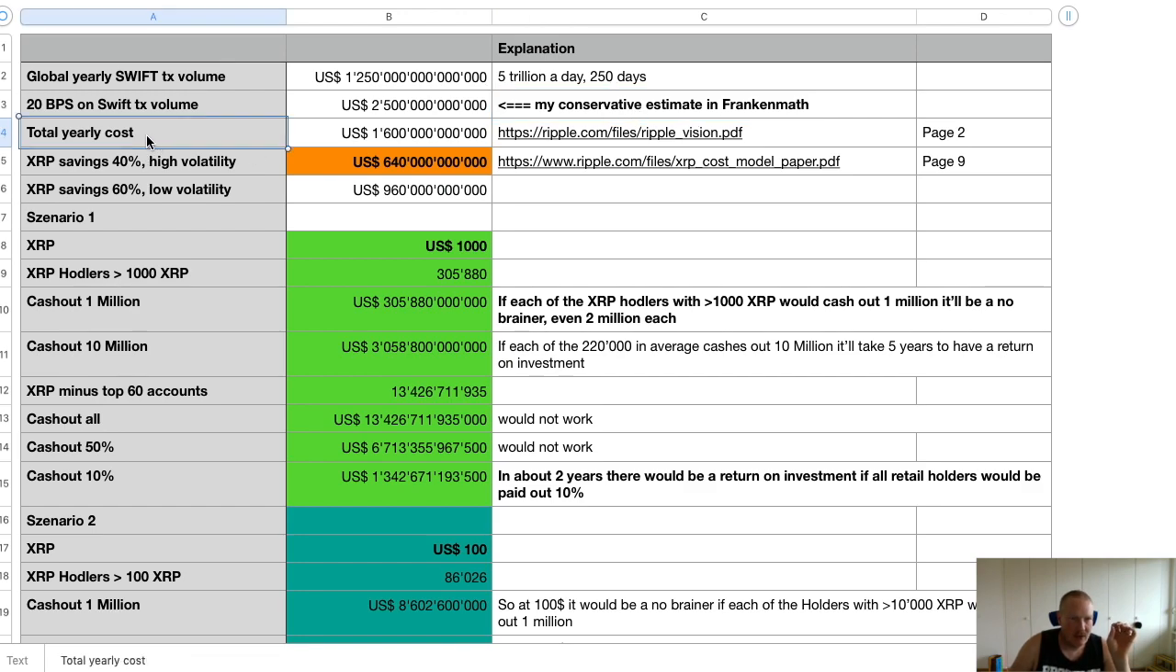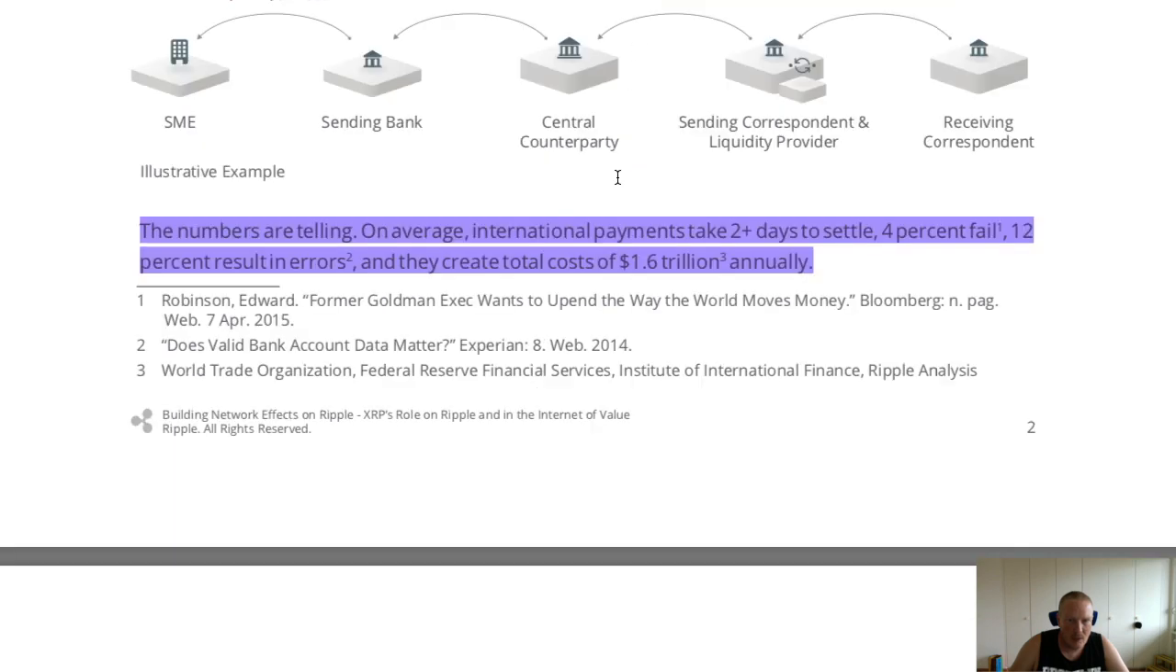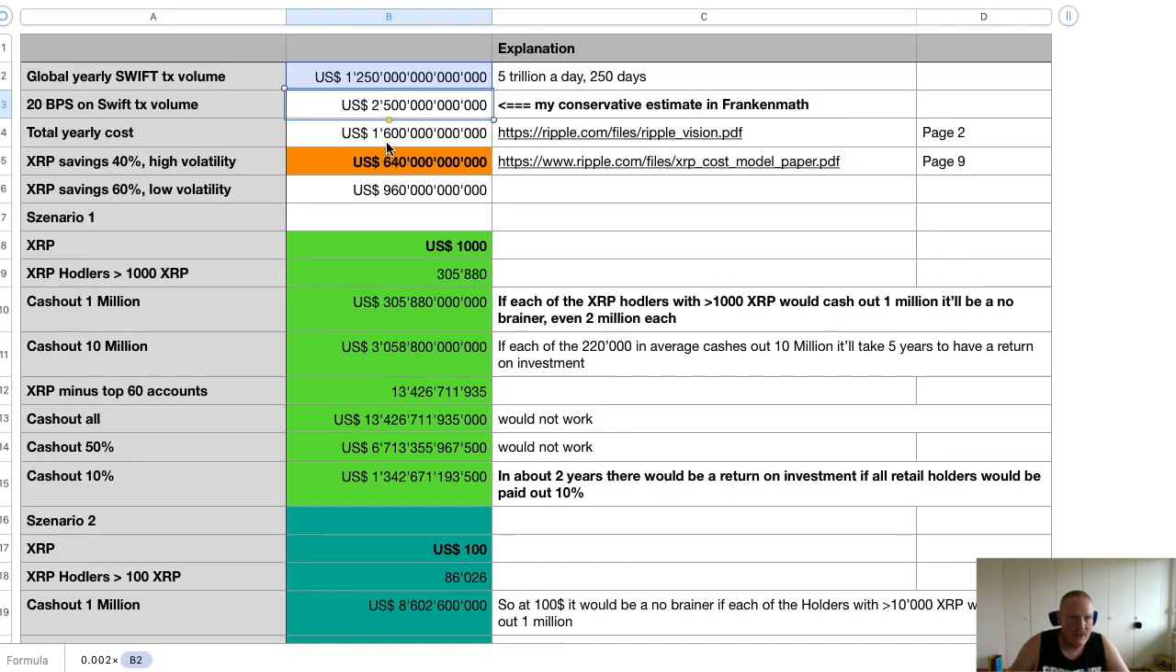Now Ripple themselves don't take this 2.5 trillion, which would relate to the 20 basis points. They actually take the figure from this document, this 1.6 trillion annually, which is this cost. When we look at the two levels of savings a company can make, it's either 40% if XRP has high volatility. If we apply that to this 1.6 trillion, we get 640 billion. Now, in the theory of Shane Ellis, XRP will have low volatility, so the saving would be around 60% even, which is almost a trillion, million, billion, right.